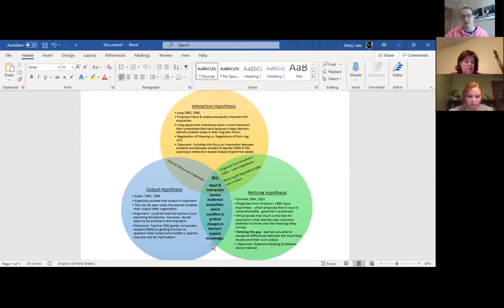I focus on that here. Noticing the gap is when learners are able to recognize differences between the input they receive and their own output, which is what we were able to see in Schmidt's experience. How can we see this occur in the classroom?